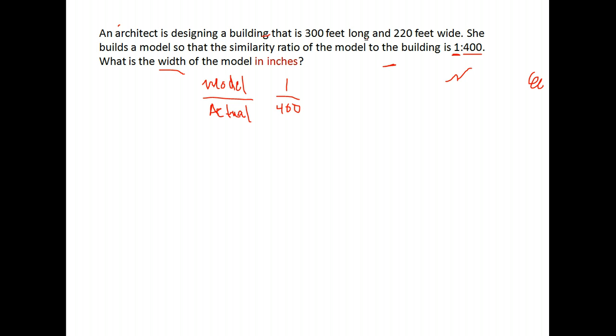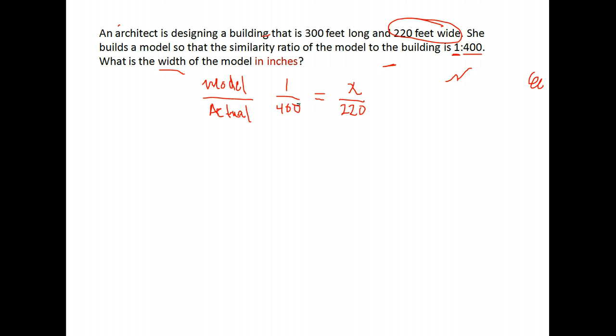What's the width of the model? What's the width of the building? Well, it's 300 feet long and 220 feet wide. So the actual building is 220 feet. Notice I put that on the bottom because in the ratio they gave us, the bottom was the actual building. On top, I don't know the width. That's what I'm trying to find, so that's my x.